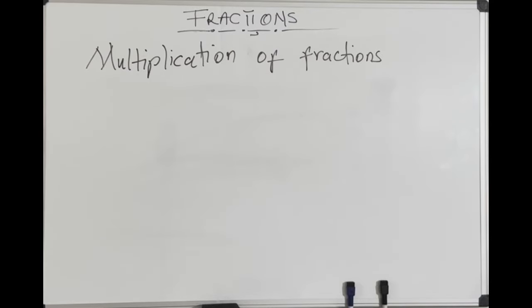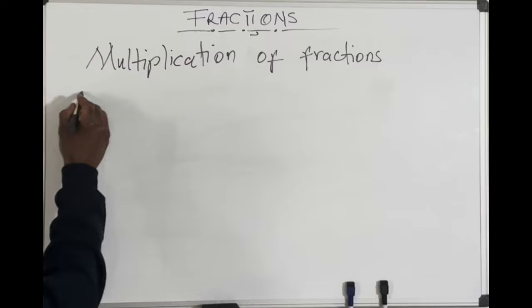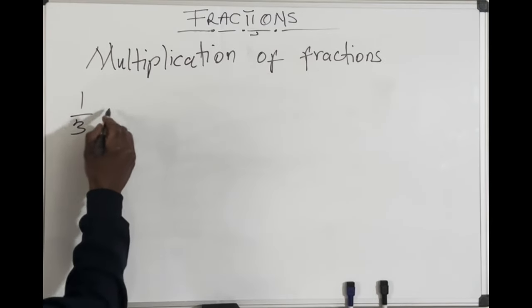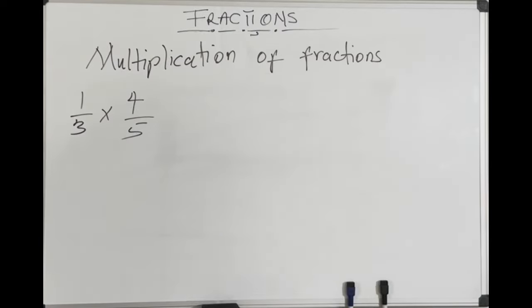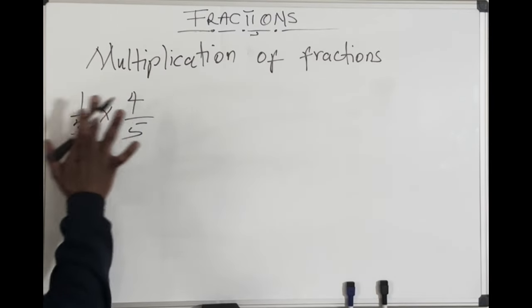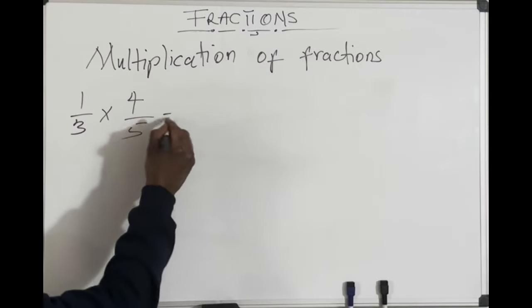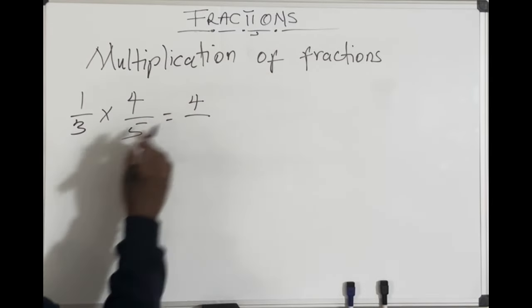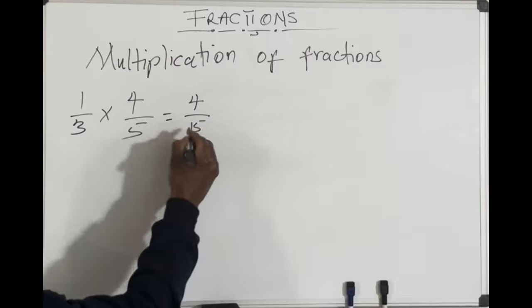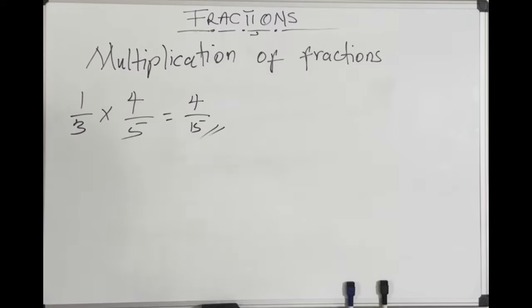So first example, 1 over 3 times 4 over 5. So we are told to multiply this. Very easy. It says we should multiply the numerators and then denominators. And then if possible, we can cancel. So 1 times 4 is what? 4. Over 3 times 5 is what? 15. We can cancel, so this will be your final answer. Okay.